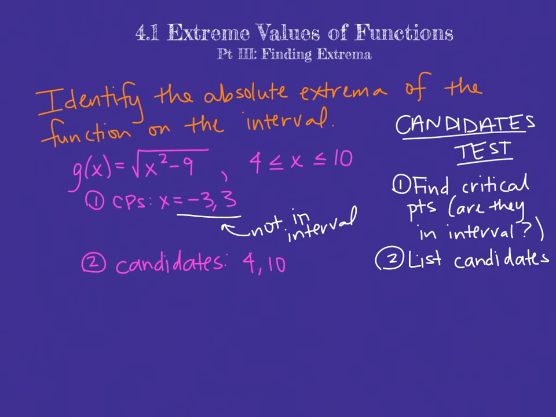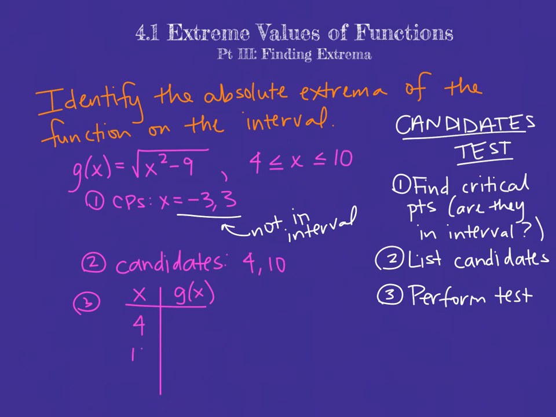Candidates are in the running for being the absolute minimum or absolute maximum on the interval. They are candidates, and so we have to test them in order to see which is which. Performing the test looks like creating a t-chart with all of our candidates on it and their respective outputs. We only have 2 candidates in this case. When we plug in 4 to our function, we'll have 16 minus 9, the square root of 7 in this case. Then when we plug in 10, we'll have the square root of 100 minus 9, or the square root of 91.